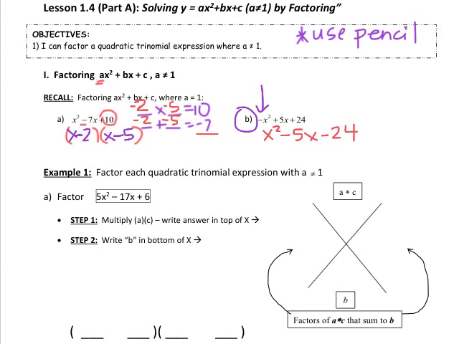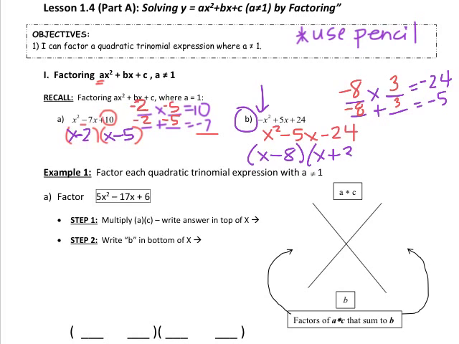Now we have to come up with two numbers that multiply to -24, and those same numbers have to add to -5. So the numbers I'm thinking of are going to be -8 and +3, because when I multiply those two numbers, I get -24, but when I add them, I get -5. So my factored expression is going to be x minus 8 and x plus 3.